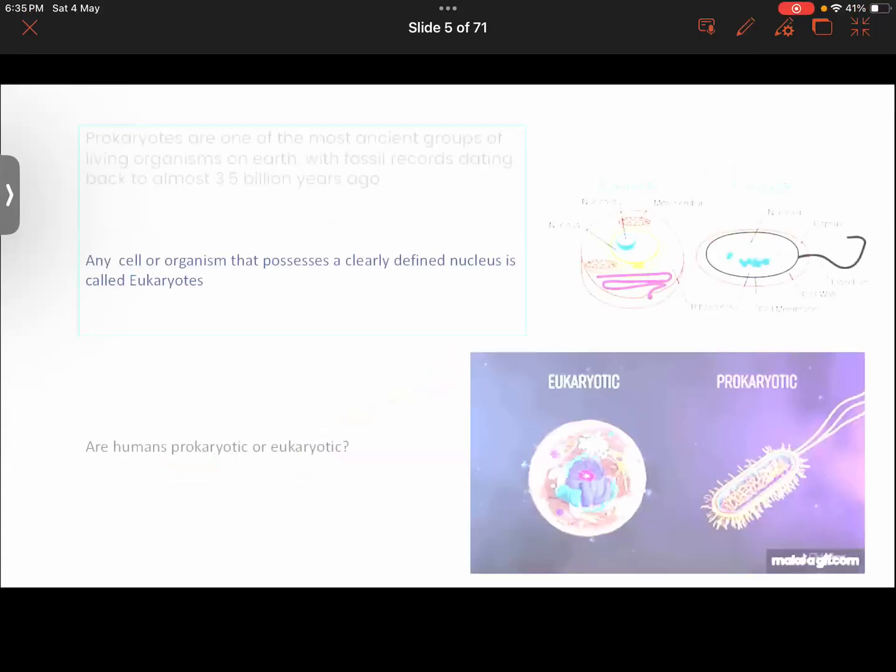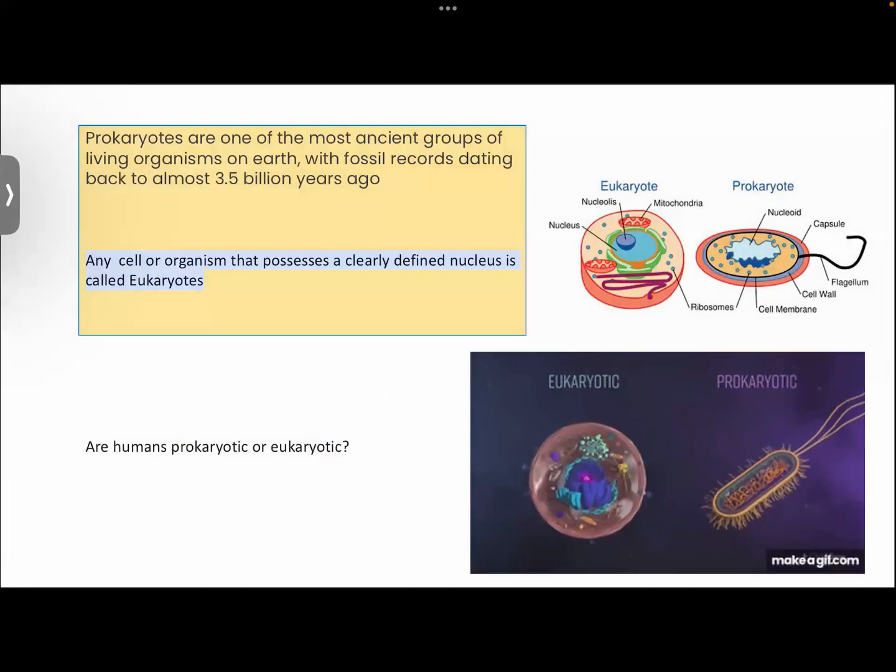Like in this image, you can see that this is what I was talking about when I said eukaryotic and prokaryotic cells. Sundar, are you back? Are you back in the class? Yes, I'm back. Yeah. So this is what I was talking about. Yeah, Khadija, how are you? I'm good. How are you?